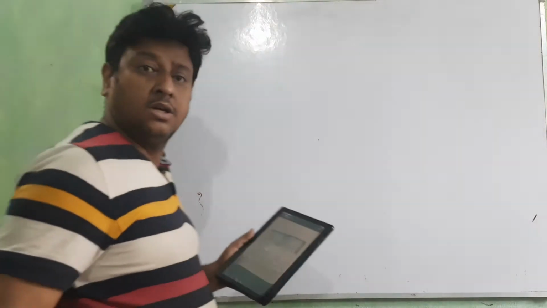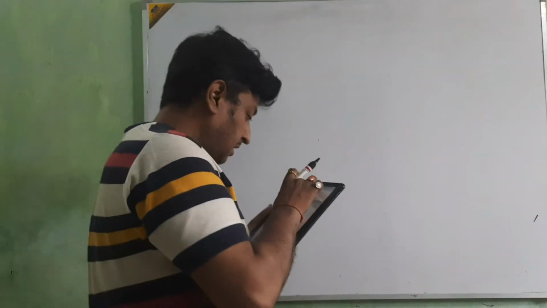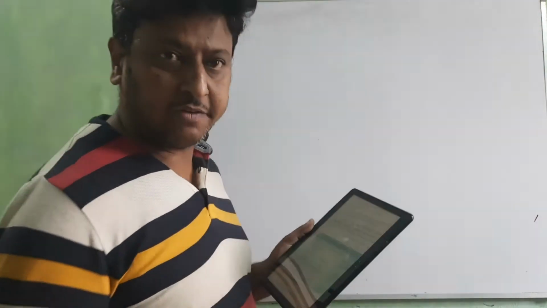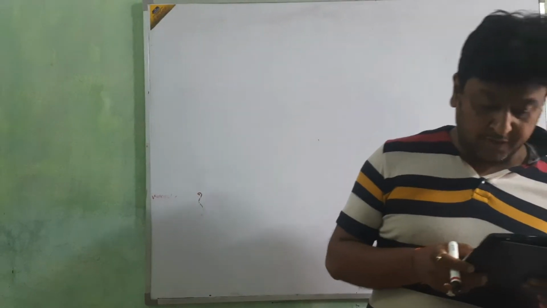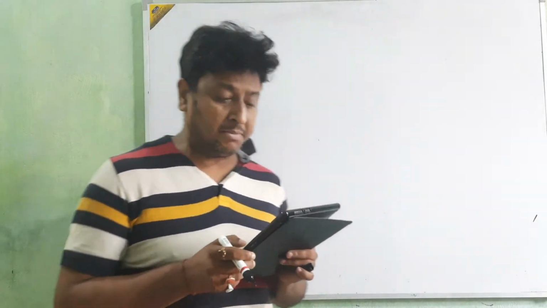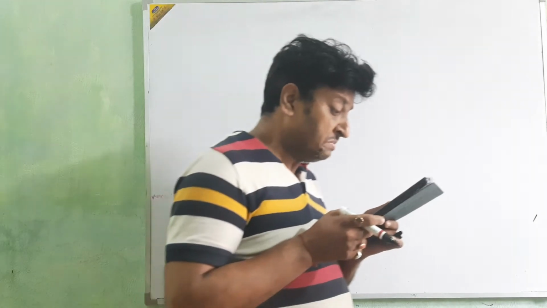Good morning, students. Today I am going to solve some more questions for chapter number 1, and that question is question number 37. First, read the question for yourself. The income receipts and payment account is given, and we are going to make the income and expenditure account.